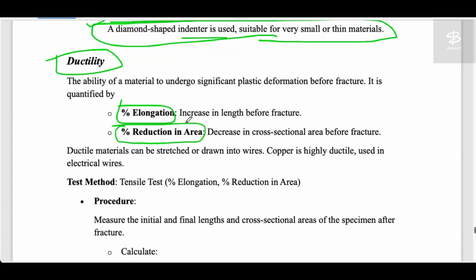Obviously, I have already made you know, once you start pulling your material, a specimen, the length will increase, and at the same time the area of the specimen will start decreasing. Area means the cross-section area. Okay, because the material volume will remain the same. So the volume will be the same before and after you test.